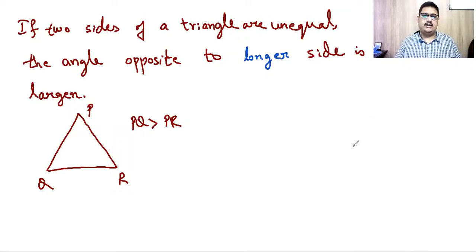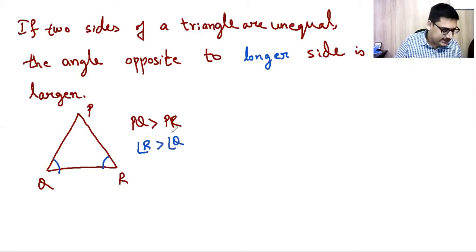Yes, the longer side. So if I say PQ is greater than PR, then angle R is greater than angle Q. So in a triangle, if two sides of a triangle are unequal, the angle opposite to the longer side is larger. The counterpart is also true. That is, the angle opposite to the smaller side is smaller. That is saying the theorem from the other side.